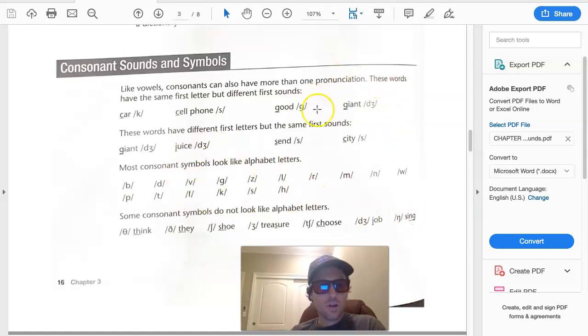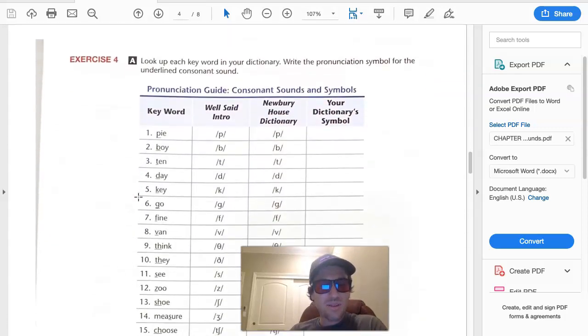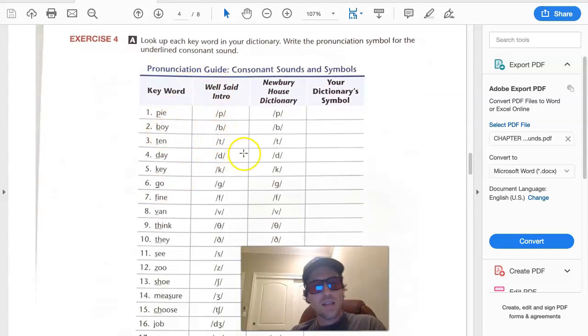So here is your introduction to consonant sounds. And again, the big idea is that they can have more than one pronunciation. Same letter, different pronunciation, or different letter and same pronunciation. I know that's a bit confusing. So here's exercise 4. Just like how we did with the vowels, you're going to look up each of these words in the dictionary and write the pronunciation symbol for each of the underlined consonant sounds.